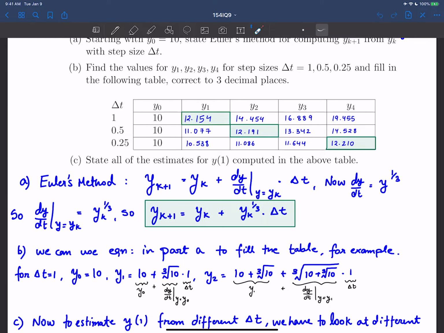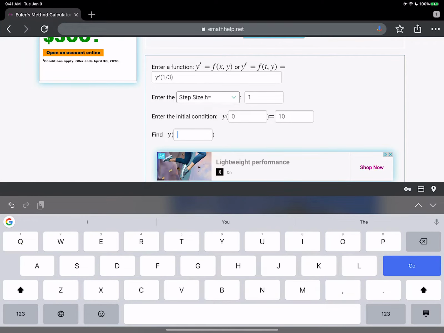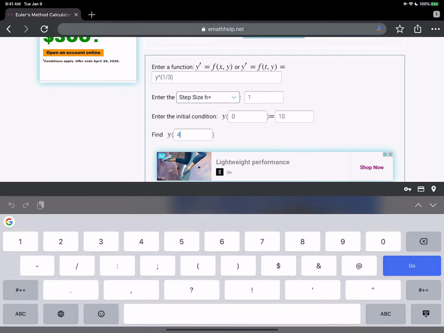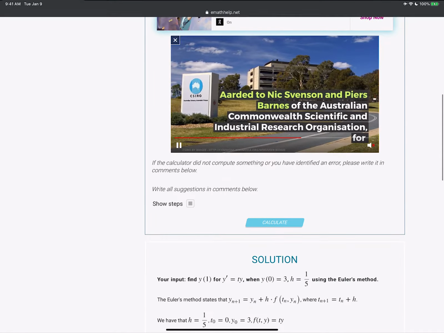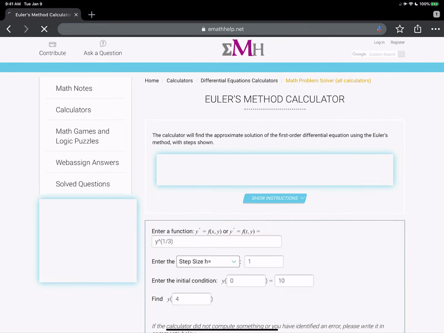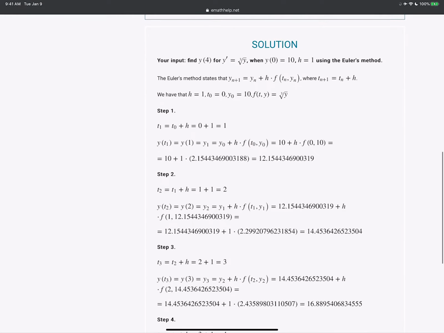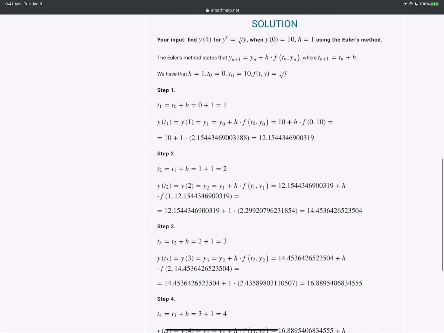So when we do that, let's plug it in, and then we're going to hit calculate. Down here, you're going to get all the results. It's going to do all the interpretation of what you submitted in there.